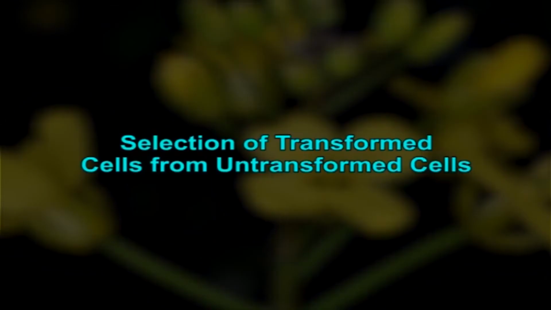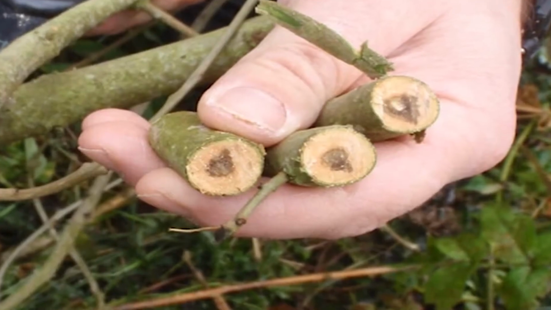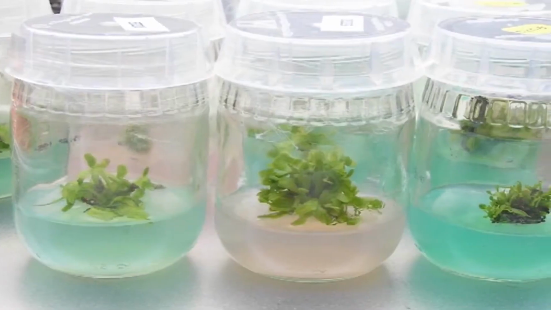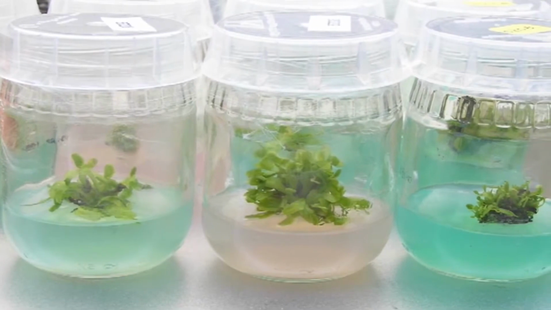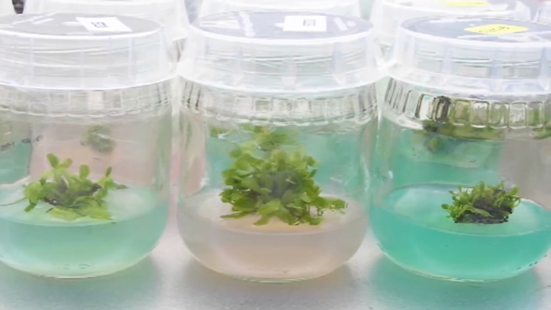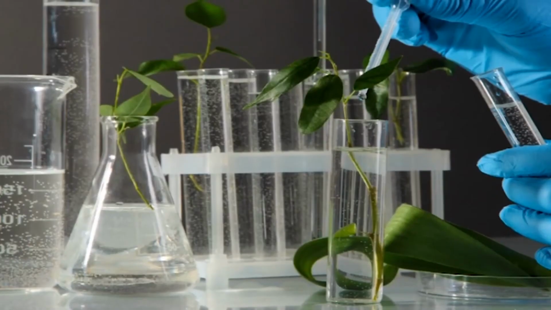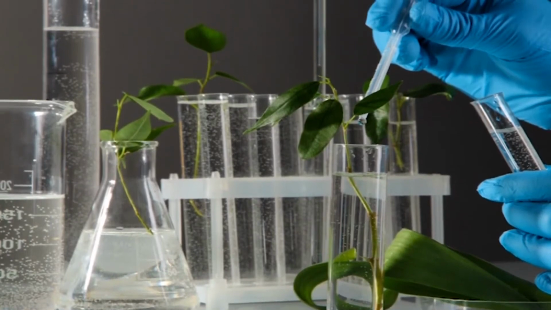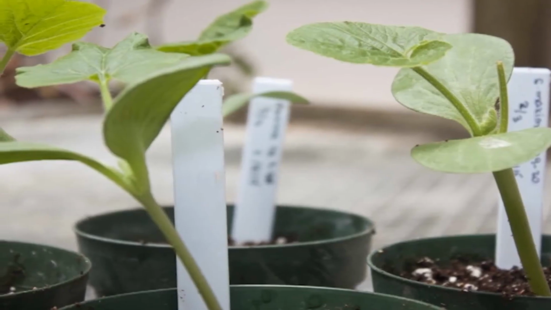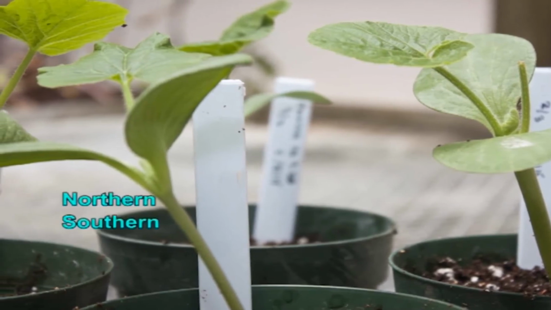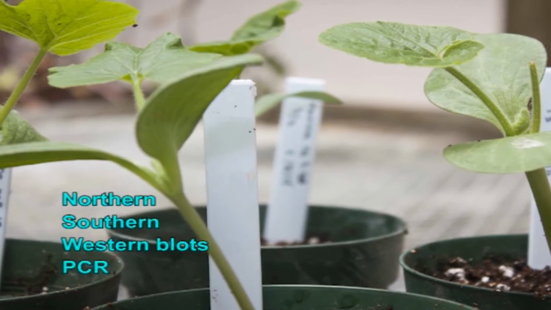Selection of transformed plant cells from untransformed cells is a significant phase in plant genetic engineering. For this, a marker gene is introduced into the plant together with the transgene, followed by selection on a suitable selection medium. The segregation and stability of the transgene integration and expression in successive generations can be studied by genetic and molecular analysis like northern, southern, western blots and PCR.